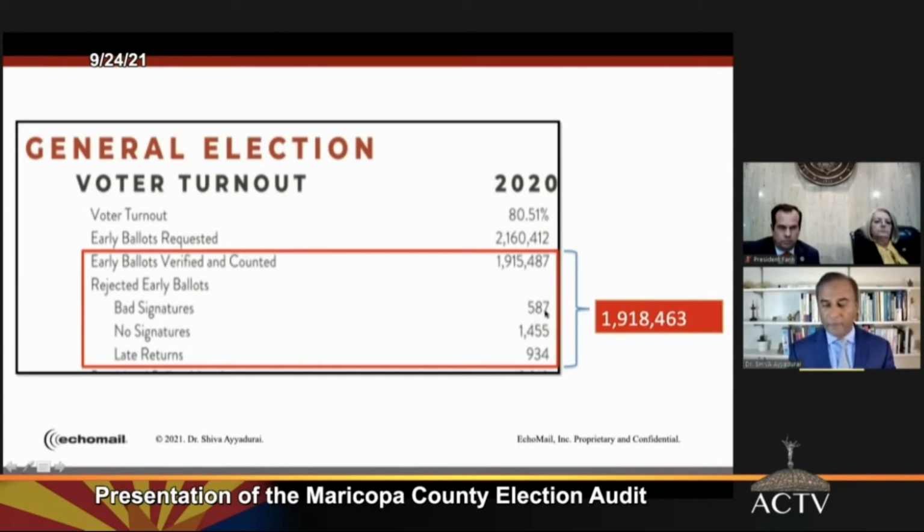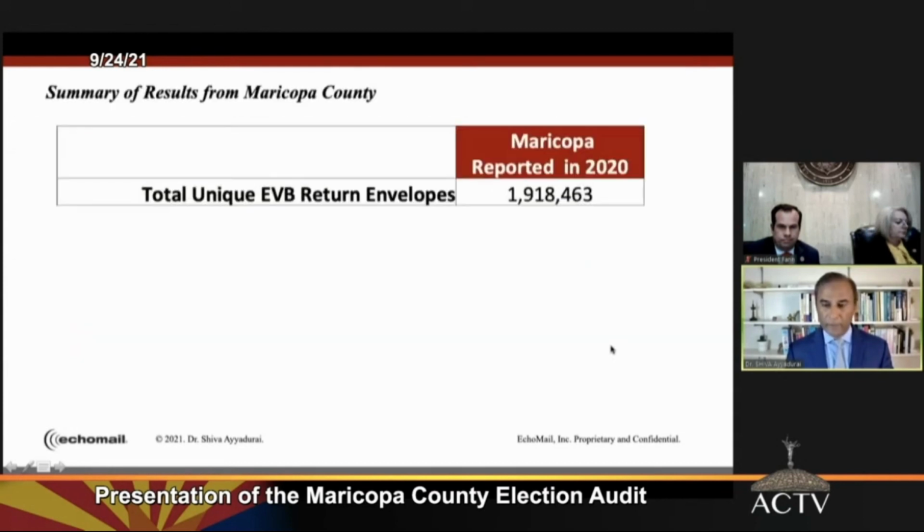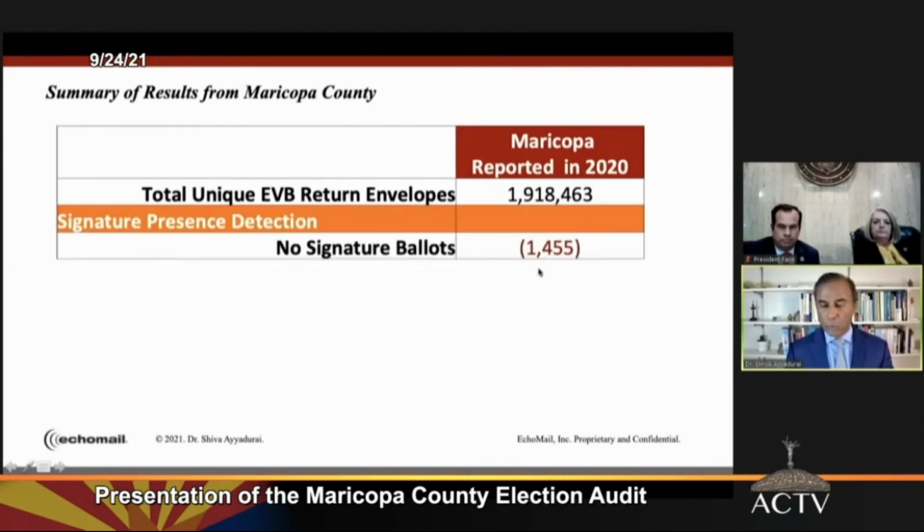And out of that, 587 out of the 1,918,463, which is all of them, were deemed to be bad signatures. And the way we get this number is you take all of the ones that were verified and counted, the ones that were bad signatures, there were some which were no signatures, which were blanks, and then late returns. So to be clear, according to the report, this was a total number of early voting ballot return envelopes received by Maricopa County. To make it a little more clear, we have 1,918,463 total unique EVB return envelopes, of which 1,455 were found to have no signatures.